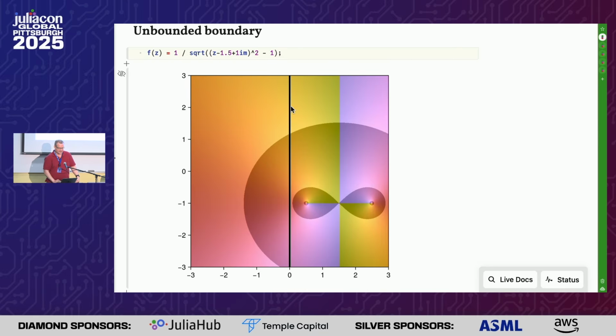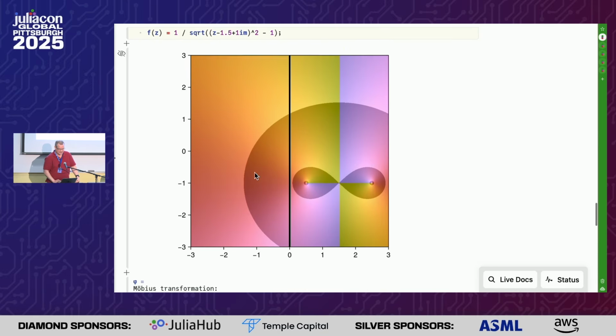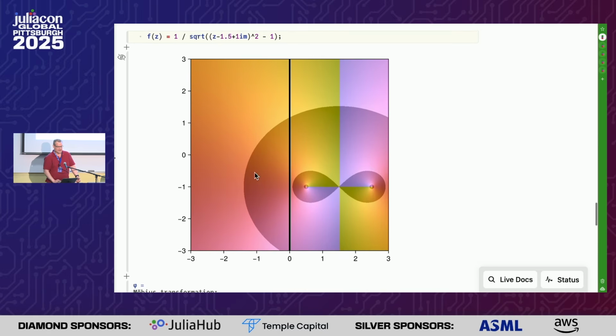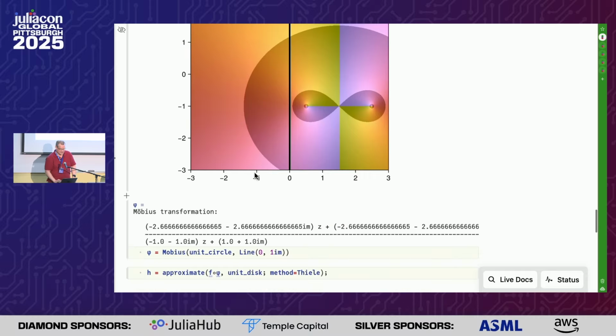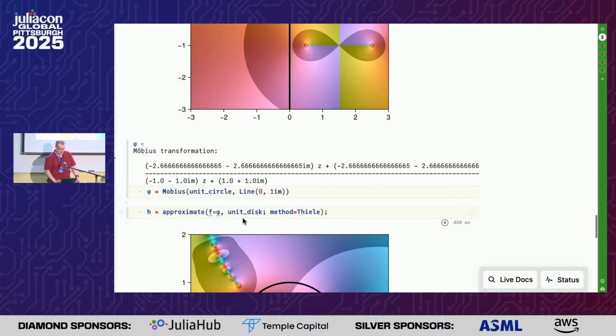So it's a little tricky to discretize the boundary of something infinite like the imaginary axis. But it's child's play to transplant this problem to a finite domain. This is also built into complex regions. So I can create a Mobius transformation that maps the unit circle to the imaginary axis. I don't particularly care which one, as long as it does that.